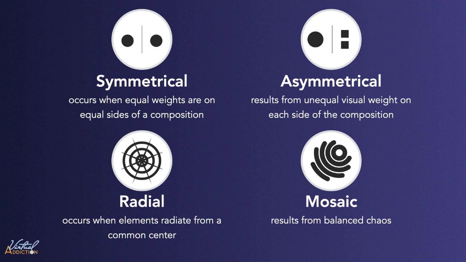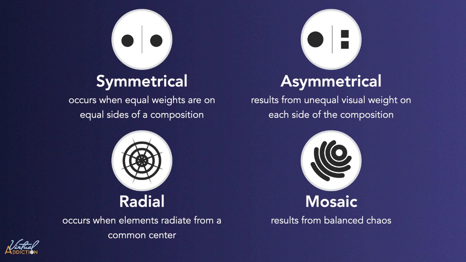Radial balance occurs when elements radiate from a common center. Rays of sunlight and ripples in a pond after a stone is tossed are examples of radial balance. Maintaining a focal point, a fulcrum, is easy because it's always in the middle.